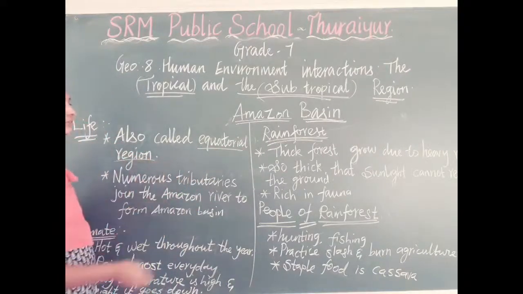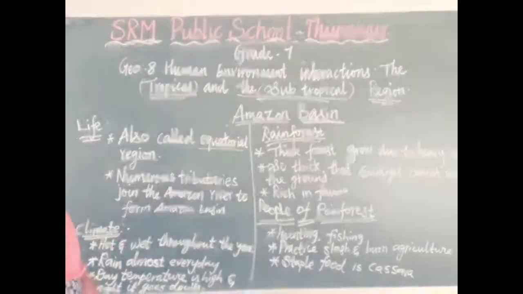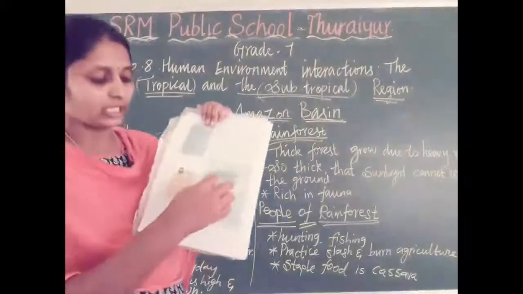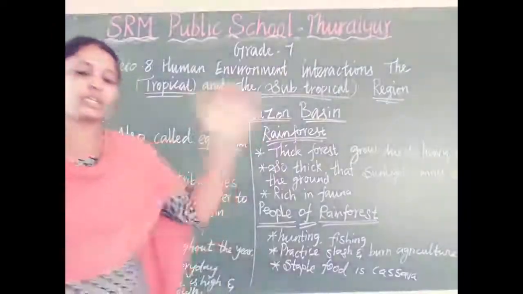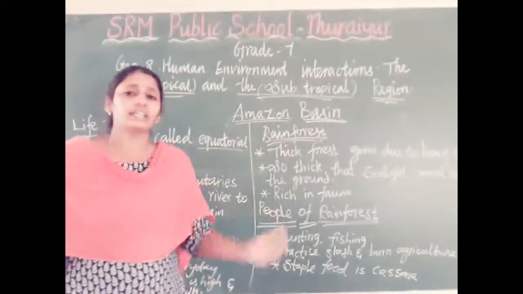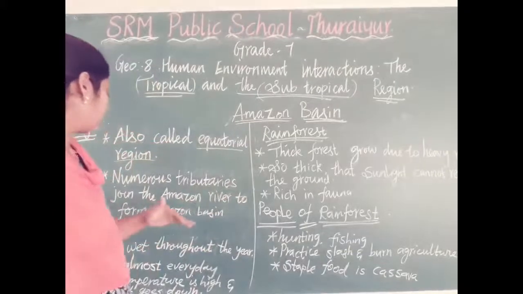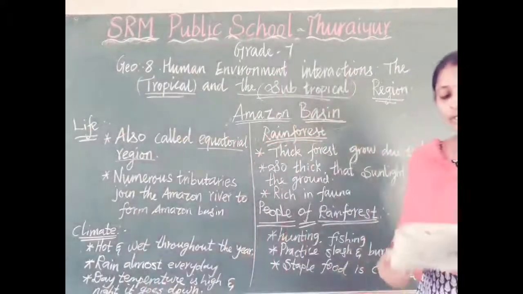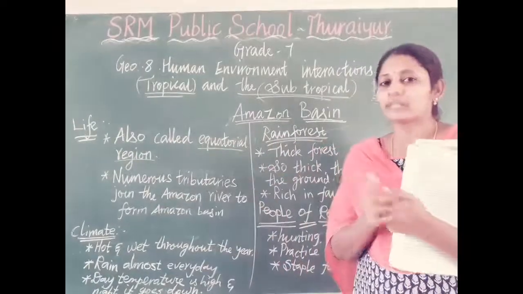This region where the Amazon river is located is also called the equatorial region. Why? Because this region is located exactly on the equator line. Numerous tributaries join the Amazon river to form the Amazon basin. Many rivers join the Amazon river, so this is a very fertile region. It creates fertile land for agricultural activity, and it also creates a very dense forest with the help of these tributary rivers. How many countries do the Amazon forest and Amazon river spread across?